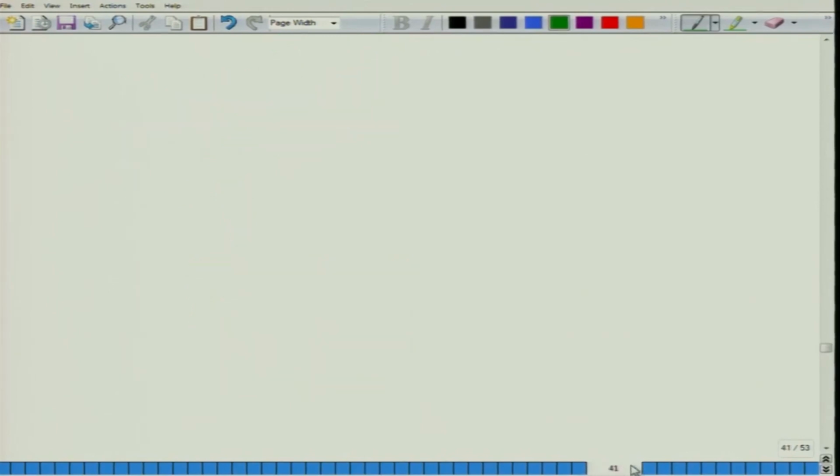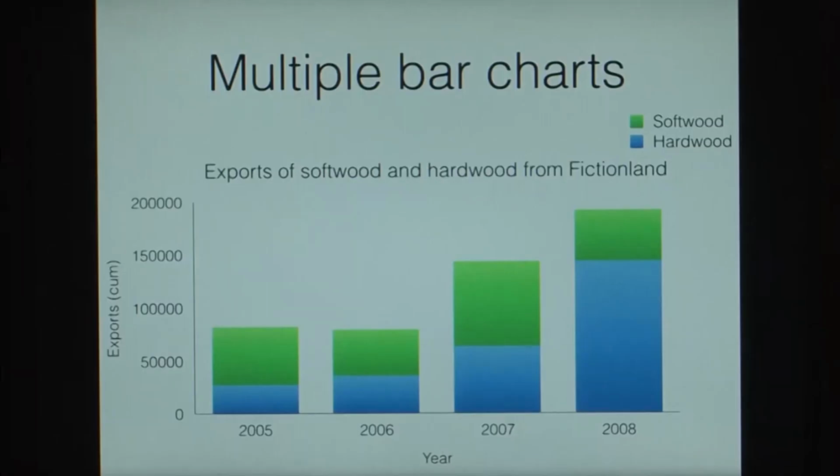Next, we have multiple bar charts. Multiple bar charts are deployed if we wish to show different kinds of data. The multiple bar chart that you see on the screen depicts the exports of softwood and hardwood from a fictional country called Fiction Land in various years. On the x axis we have the years 2005, 6, 7 and 8. On the y axis we have the exports in cubic meters. The softwood is represented in green color and the hardwood is represented in blue color. We can make out that the total exports have been increasing.